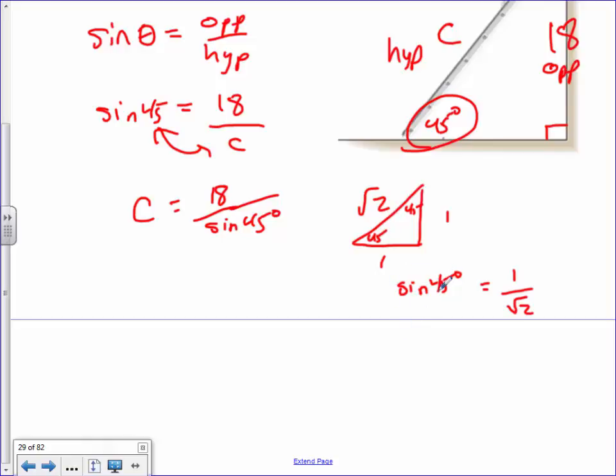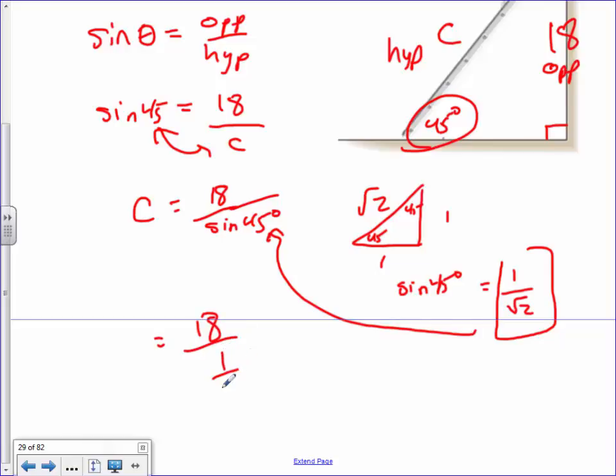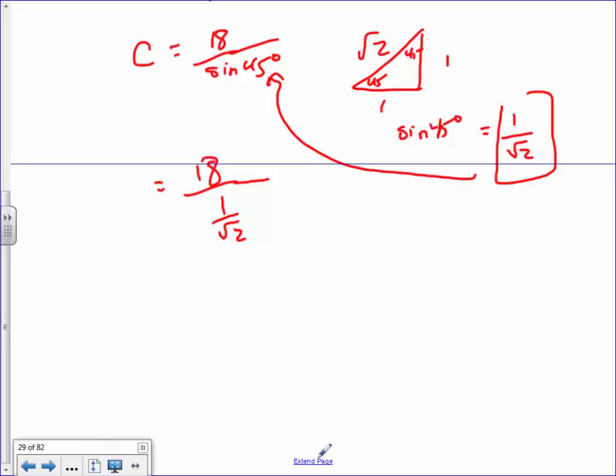This says sine of 45 degrees equals 1 over root 2. Sorry, wasn't the neatest thing I've drawn yet. Okay, well, rather than writing sine of 45 right here, I'm just going to take this thing and put it in its place. So rather than writing 18 over sine 45, I'm going to write it as 18 over 1 over root 2. That's an exact value. That's actually kind of gross.